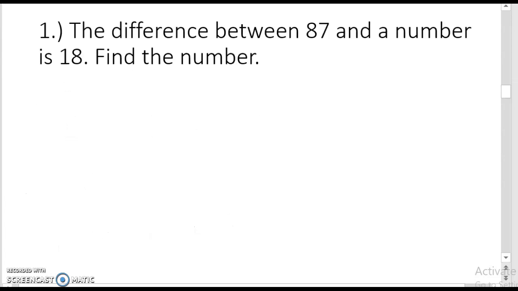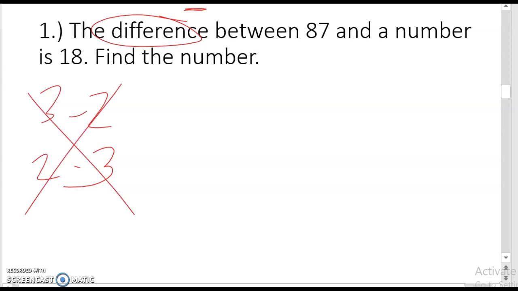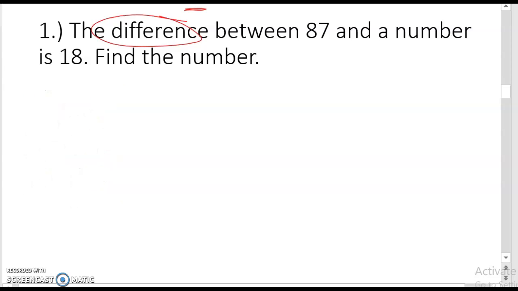The difference between 87 and a number is 18. Find the number. Now, when we say difference, as I just mentioned, we're talking about subtraction. It does matter the order in which you are subtracting numbers. Think about it: 3 minus 2 is not the same as 2 minus 3. So we have to keep things in the correct order. In this problem, the difference between 87 and a number, think about the word "and" as the spot where the subtraction sign goes. So we're going to have 87 minus a number.